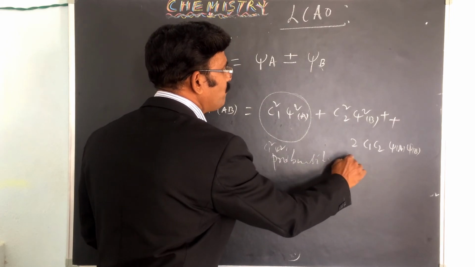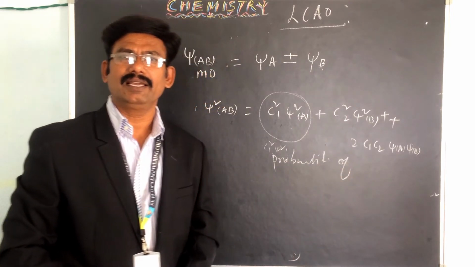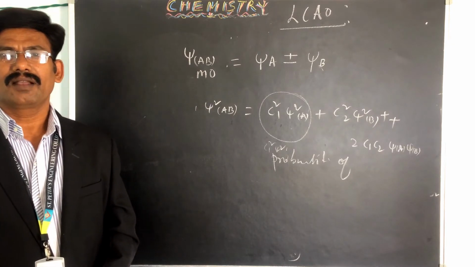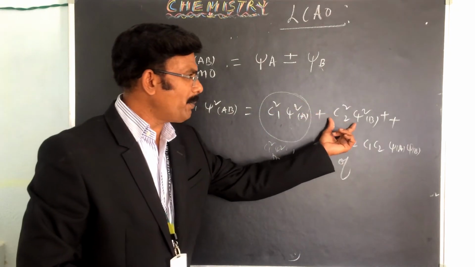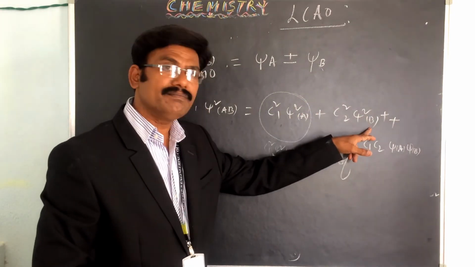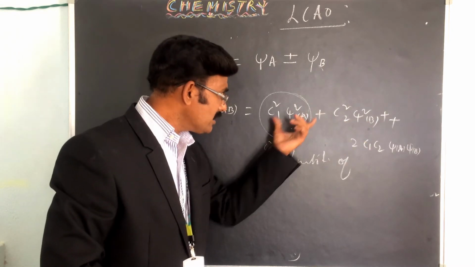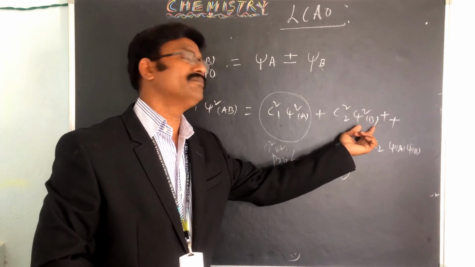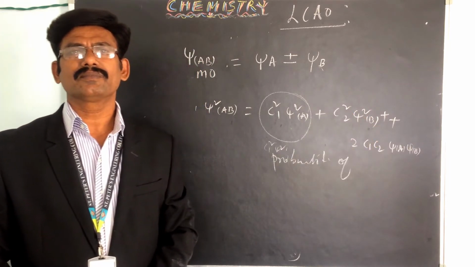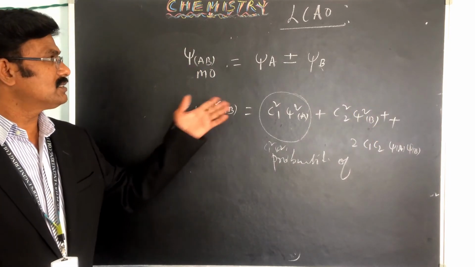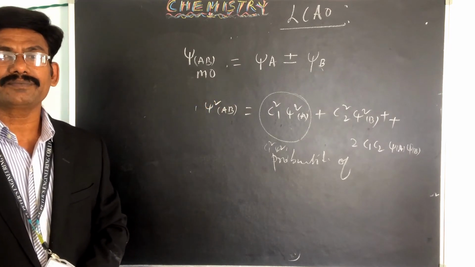Probability of finding an electron in atom A, and this one be the probability of finding an electron on atom B. The probability of finding an electron on atom A. The probability of finding an electron on atom B. Okay, so this is about the equation.